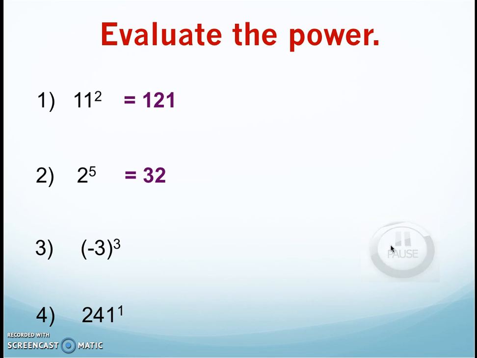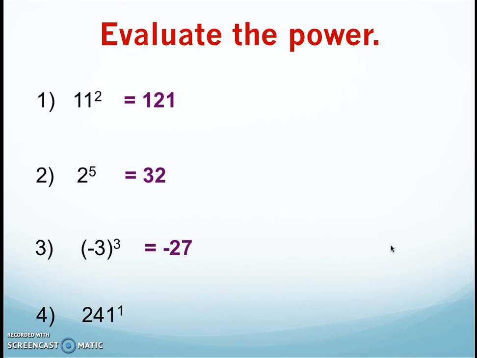All right, welcome back. So like I said, that number 3, if we've got negative 3 times negative 3 times negative 3, you have to think, is your answer going to be positive or negative? Well, you've got 3 negatives there, so it's going to be negative. And then 3 times 3 times 3 is going to be negative 27.